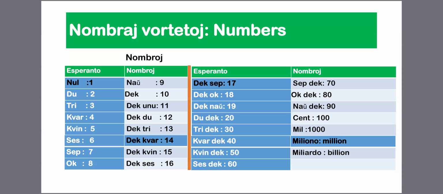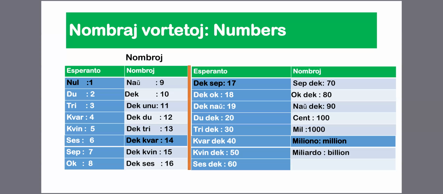So null is 0 and uno is 1. Uno, du, tri, kvar, kvin, ses, sep, ok, now, dek. And the one who wants to say 11, it is dek. You take a dek as a 10 and you add uno as a 1.